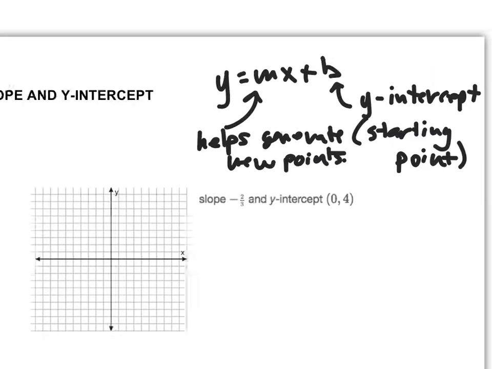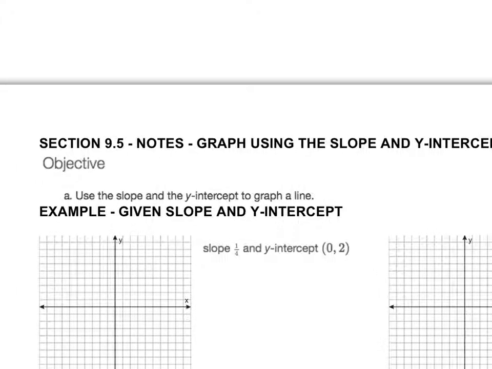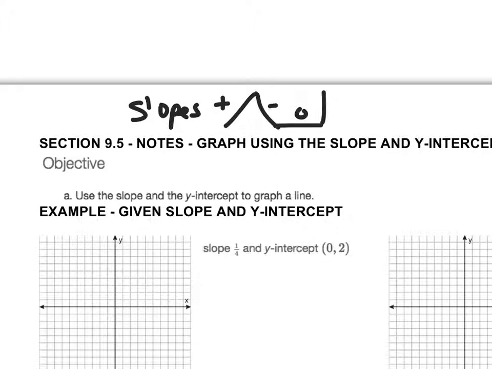Let's also remember our slopes. I'm going to write this up here. Our slopes are either going to be positive, negative, 0, or undefined. And that's always going to be the case.